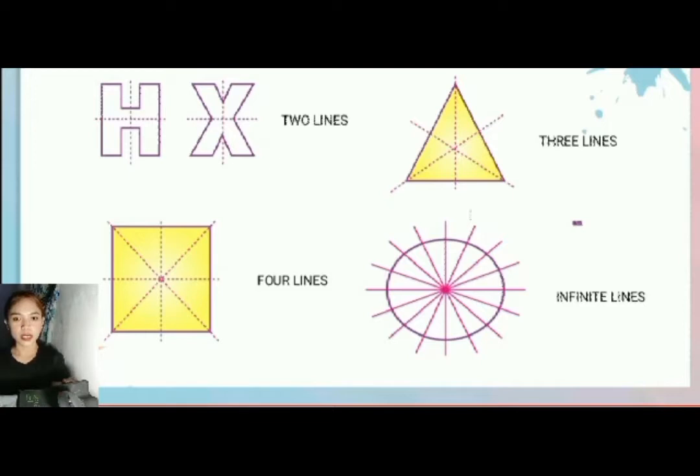The third basic type is the three lines. Makikita natin na may tatlong imaginary line o tinatawag nating line of symmetry, na nagpapakita din na makakabuo tayo ng symmetry sa pamamagitan ng mga line na yan.